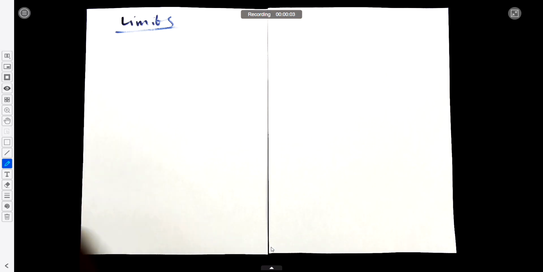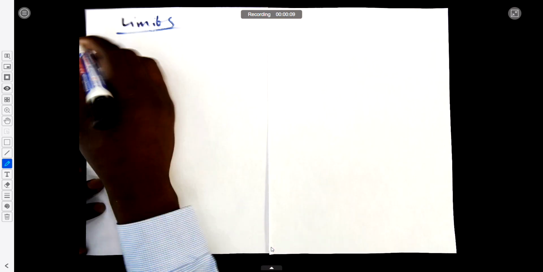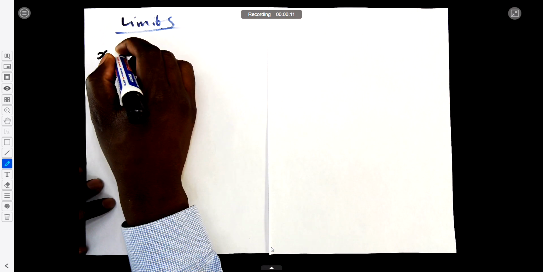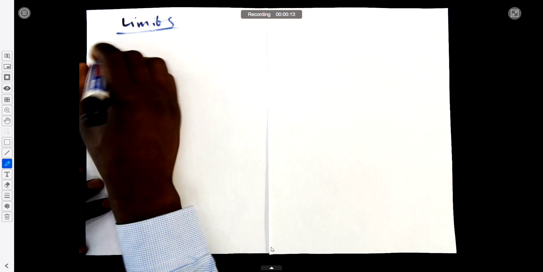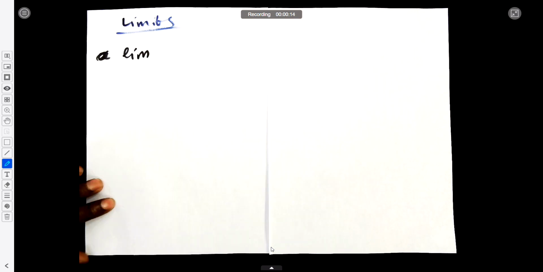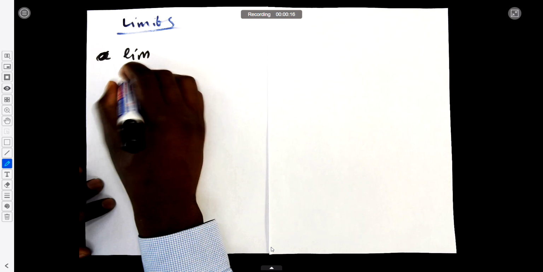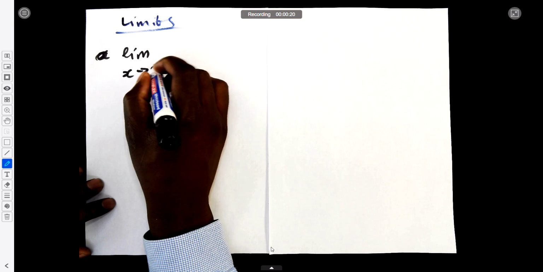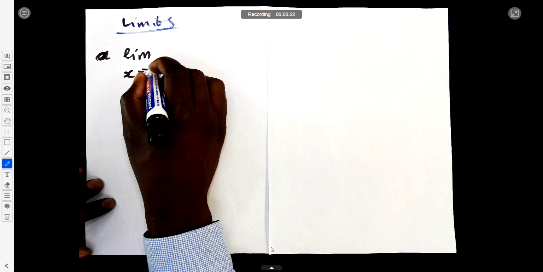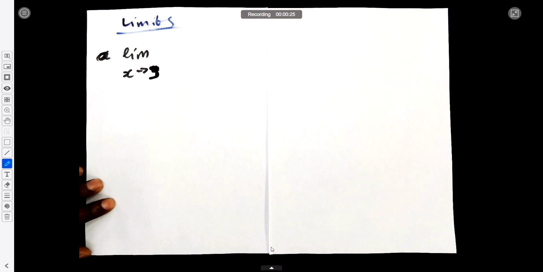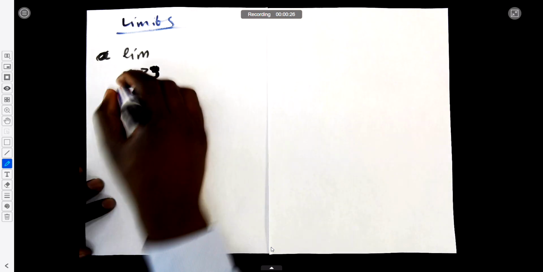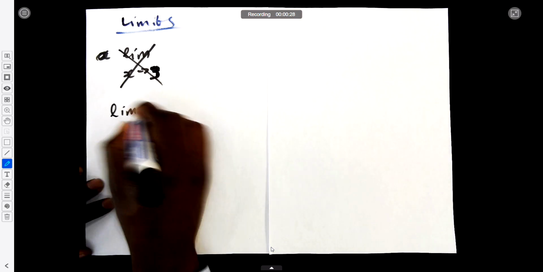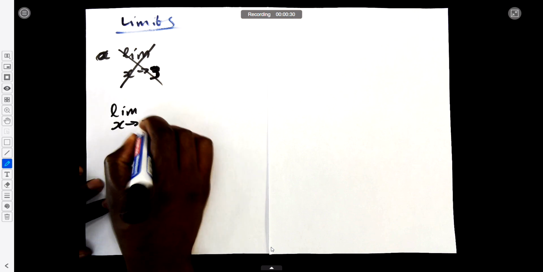The limits. I want to start with the basics. Let's say, for an example, we have to determine the limit of a function when x approaches 3. Let me use 3, and let's hope the 3 is visible. It's not visible, so let me do this. So, the limit when x approaches 3.